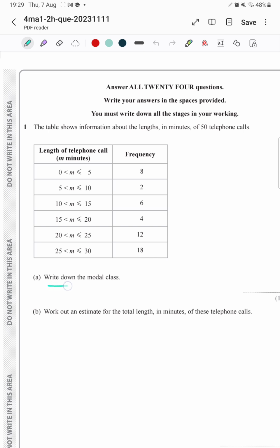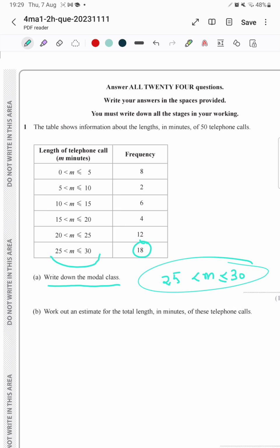The first question is, write down the modal class. The modal class is the one with the highest frequency, meaning the class occurring the maximum number of times. Here we have the number 18, and this 18 means there are 18 phone calls that were 25 to 30 minutes long. So the modal class will be 25 to 30. This is the modal class.